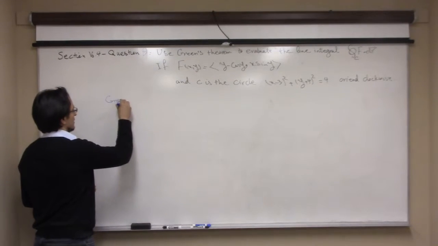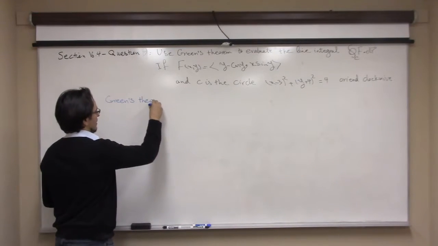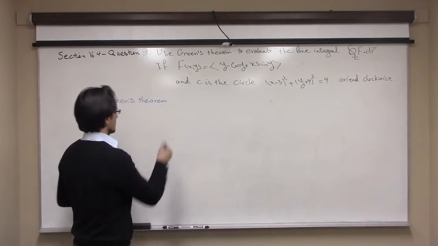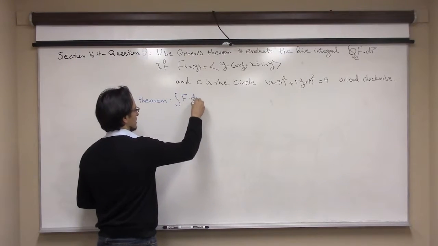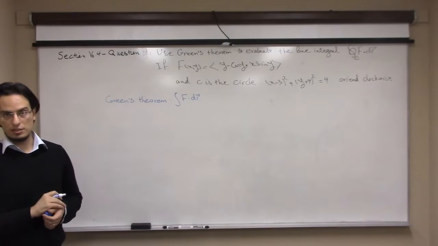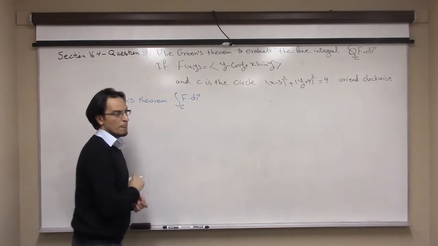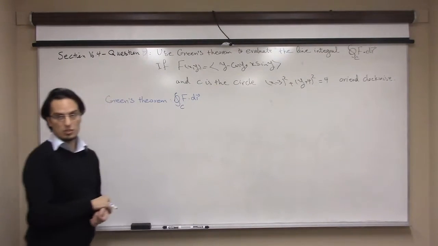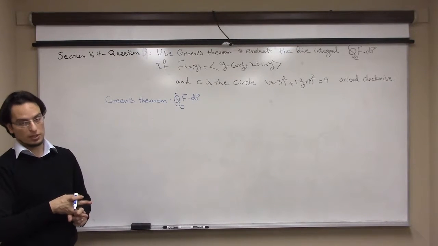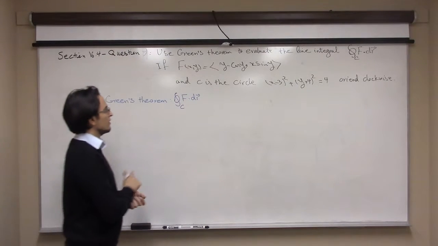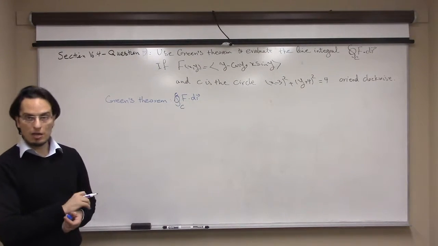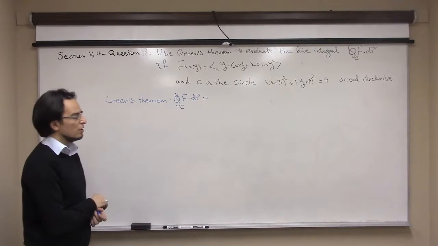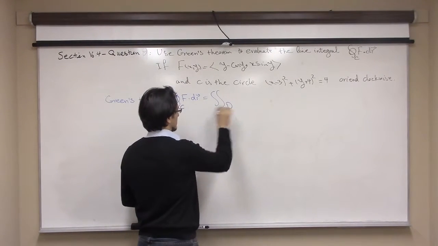Green's theorem says that if you have a vector field and you want to evaluate the line integral of a vector field over a curve with these three properties: first, the curve is closed; second, it is a simple curve, meaning that it doesn't intersect itself; and third, it is oriented positively.